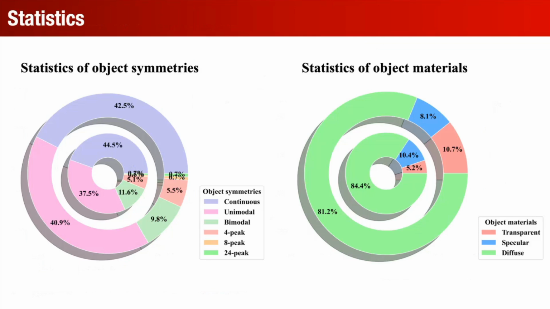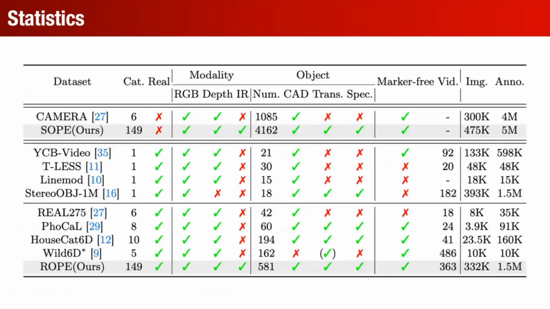This slide presents detailed statistics, emphasizing object symmetries and materials. We catalog objects ranging from non-symmetrical to continuous symmetries, material-wise. Our dataset encompasses diverse materials, including significant portions of transparent and specular objects, introducing advanced challenges.